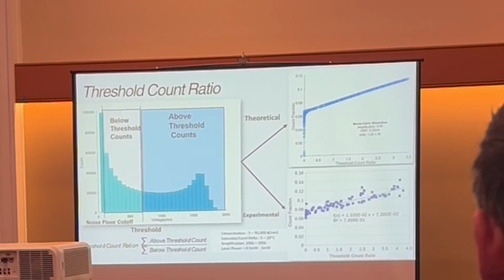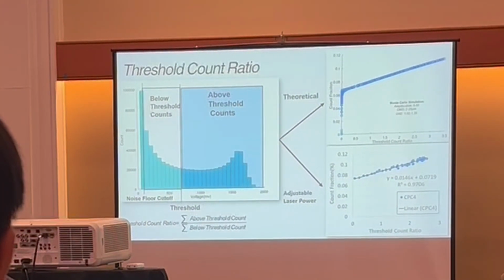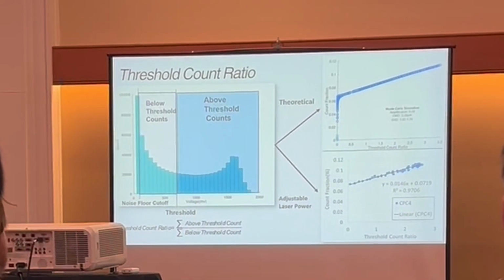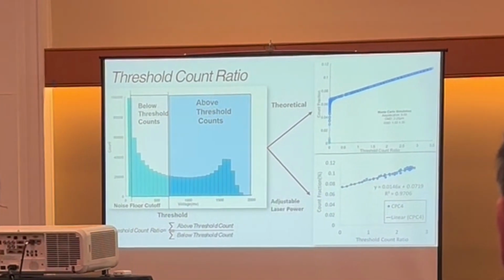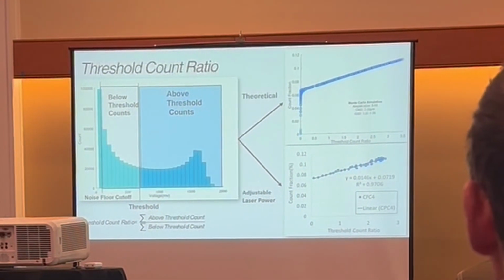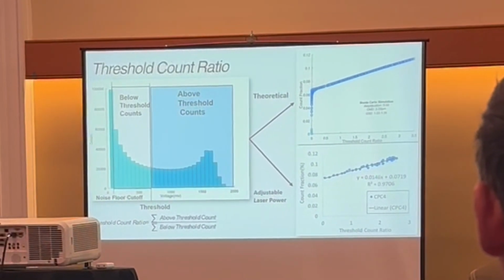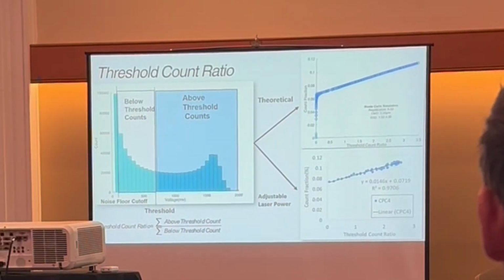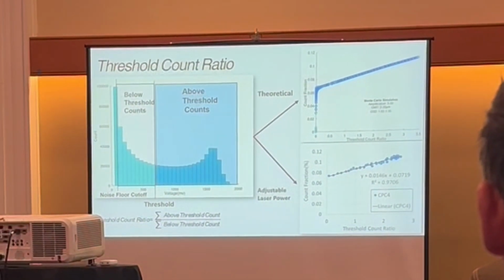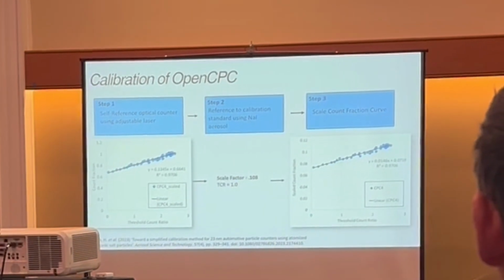This year we figured out you can make a 10 micron particle look like a 1 micron particle by just turning down the laser power. So we bought an adjustable laser, and that allows us to very accurately move the laser power up and down, which effectively simulates different size particles by lowering the scattered light intensity because the beam is less intense. And we got a nice, beautiful linear plot where we can now characterize fractional efficiency depending on this threshold count ratio. Think of threshold count ratio as basically like particle size, but we don't quite have enough information to figure that out. So how do we calibrate the OpenCPC?